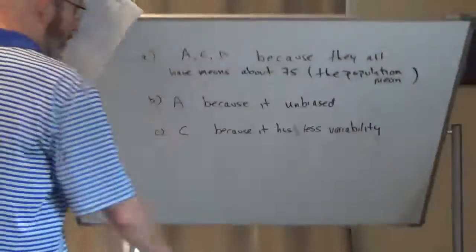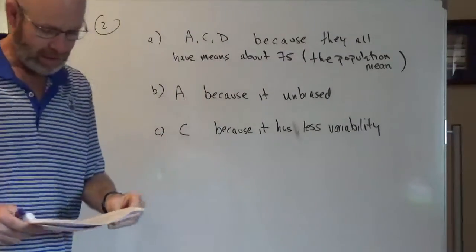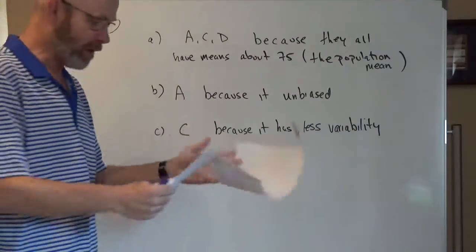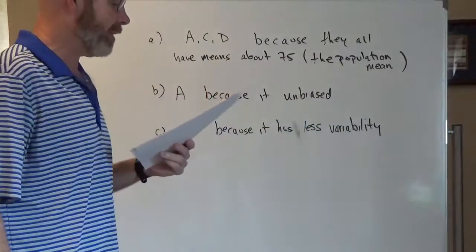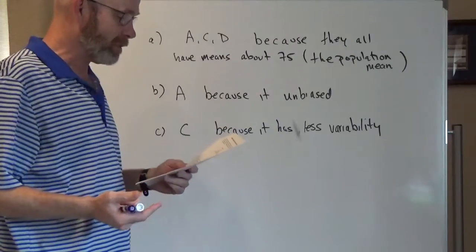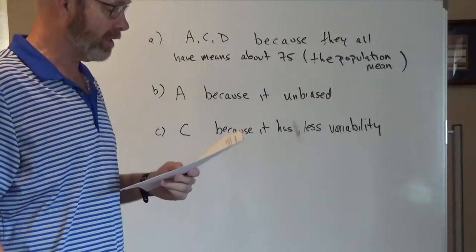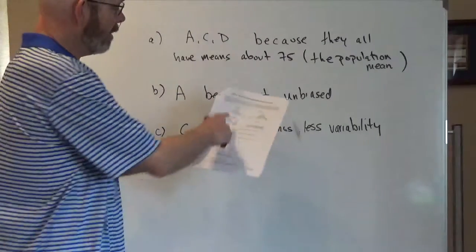Problem number 2. Pretty quick, pretty straightforward. This was the one where they gave you 4 graphs, A, B, C, and D, that all came from 500 samples selected from a known population, and the true parameter was 75 for all of these.